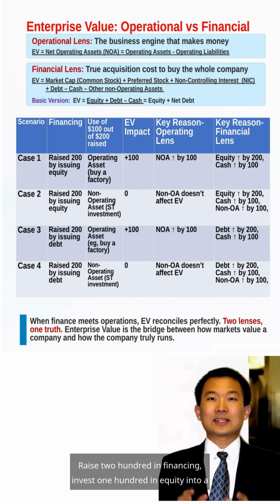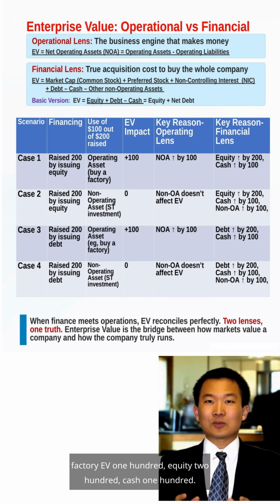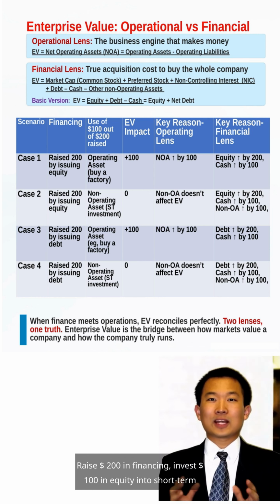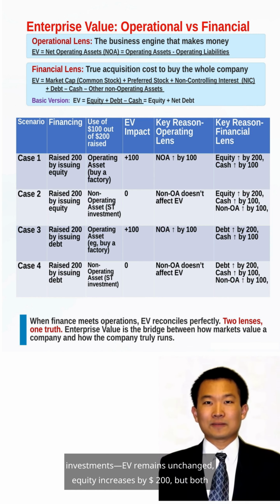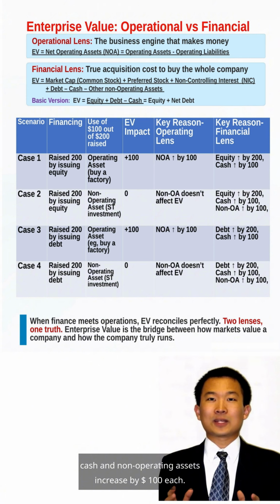Raise 200 in financing, invest 100 in equity into a factory: EV 100, equity 200, cash 100. Raise 200 in financing, invest 100 in equity into short-term investments: EV remains unchanged. Equity increases by 200, but both cash and non-operating assets increase by 100 each.